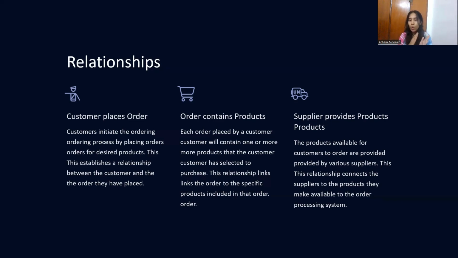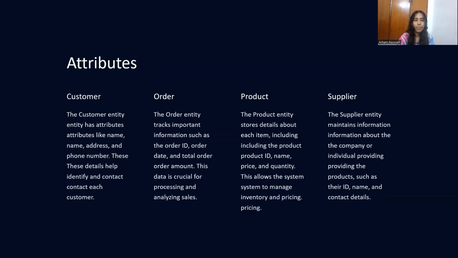The supplier provides the products to the customer. The products available for the customers to order are provided by various suppliers. This relationship connects the supplier to the products they make available for the order processing system.